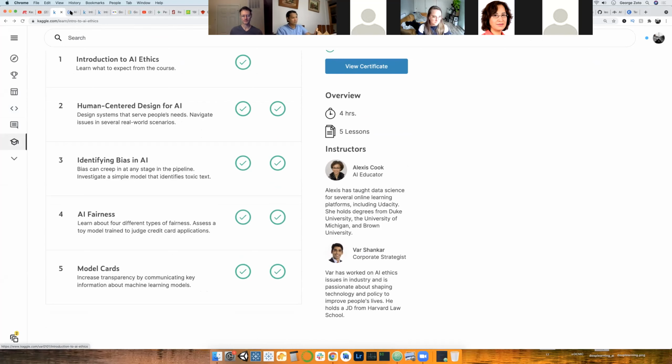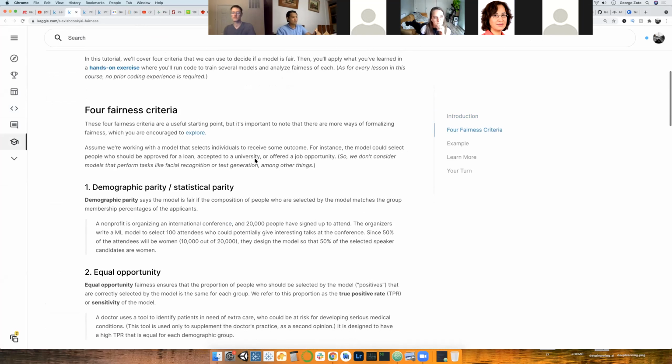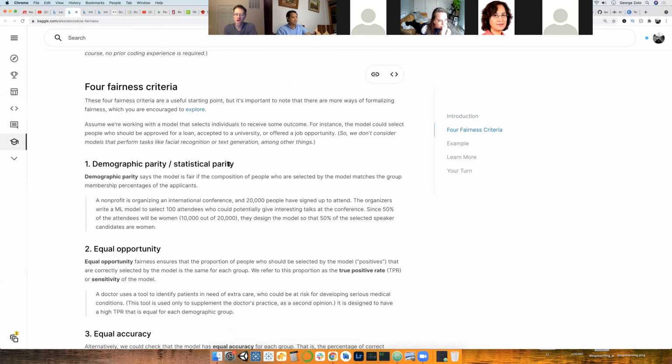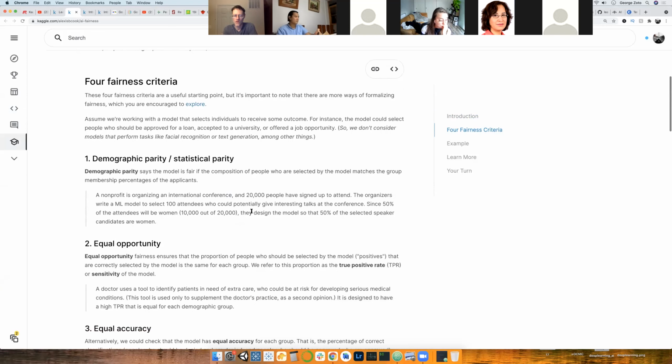So fairness is the next topic that this course introduced, and really looking at fairness in general in machine learning, not just AI, or deep learning. This course talks a little bit about 4 fairness criteria, and I think this comes from a paper that I'm going to post soon.